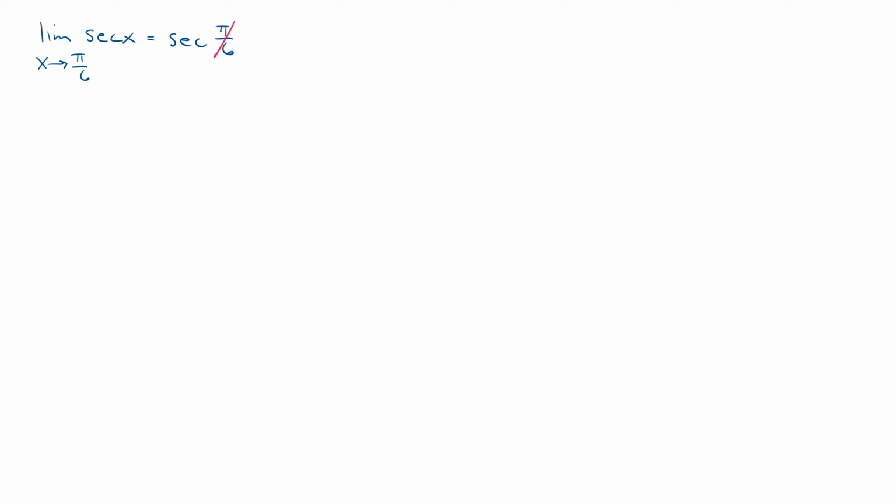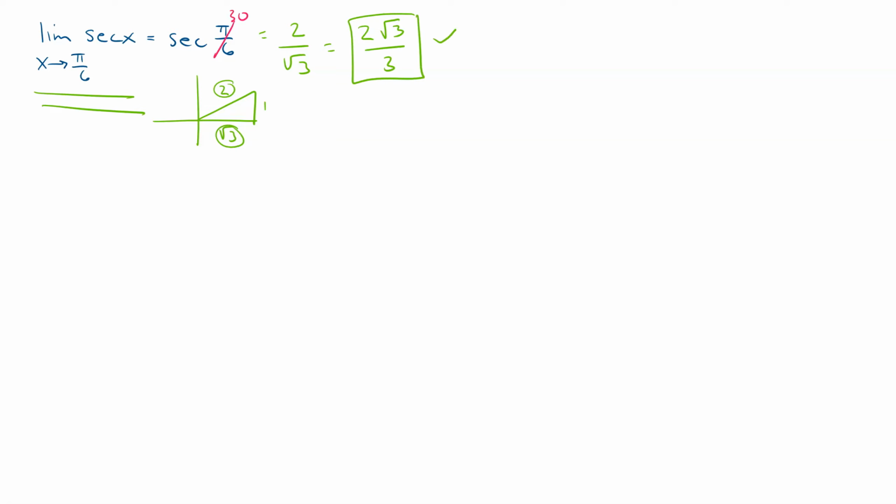Pi over 6 is the same as 30. Secant of 30, if you want to look at a triangle, we've got a 1, 2, square root of 3. Secant is so I have 2 over rad 3. I rationalize and I get 2 rad 3 over 3. This limit does in fact equal 2 rad 3 over 3. Let's try another problem. Give it a shot, see what you get.